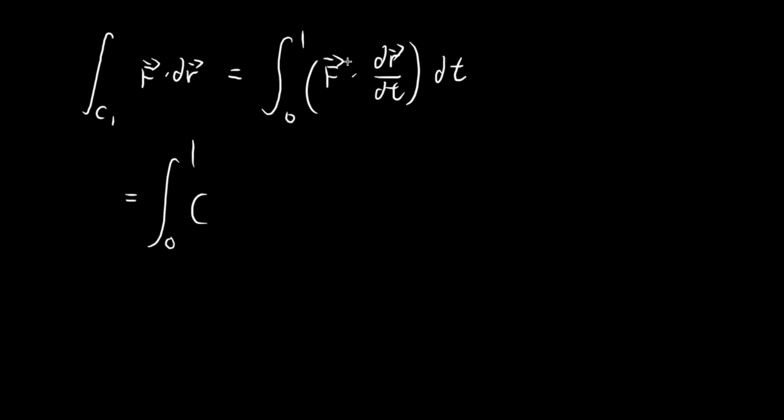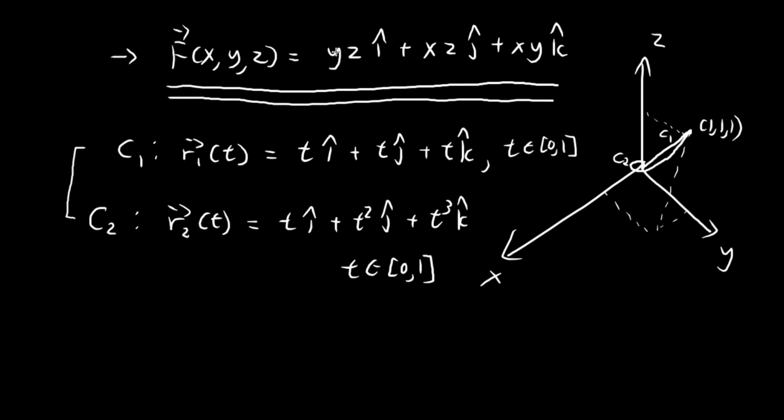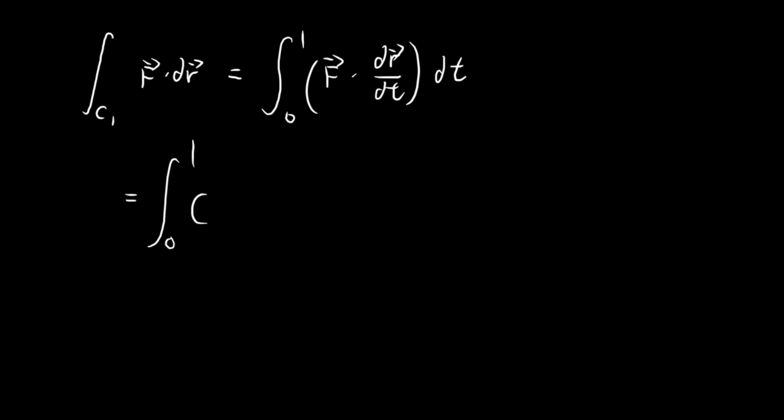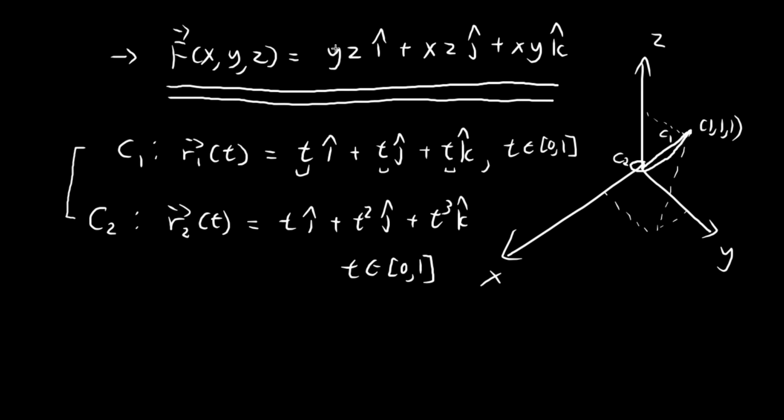So first of all, let's take a look at the vector field. The vector field is just equal to this, and along the path C1, x, y, and z will all be equal to t. So we can just substitute in t for all the x, y, z's that you see over here. This term just becomes t squared, this also becomes t squared, and this also becomes t squared, because x, y, and z are all equal to t along the path C1.